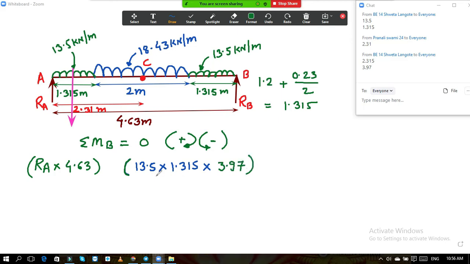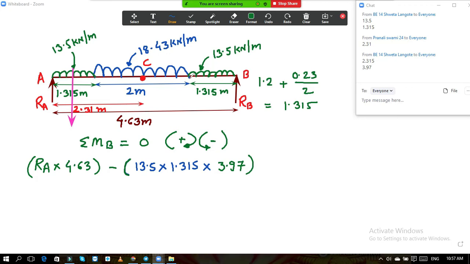Now you can clearly observe over here whatever I have written with the blue ink, it is the conversion of UDL into the point load, and in the green ink it is the lever arm, that is the distance from the point B while taking the moment. So now if you see this load is moving downward, and point B is here. So if you rotate this about point B, then it is moving in anti-clockwise direction. So if the direction is anti-clockwise, then it is minus.